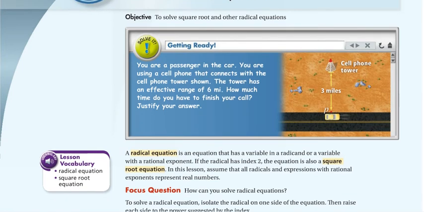Let's take a look at the Getting Ready. You are a passenger in the car and you're using a cell phone that connects with the cell phone tower shown. The tower has an effective range of 6 miles. How much time do you have to finish your call? Justify your answer.